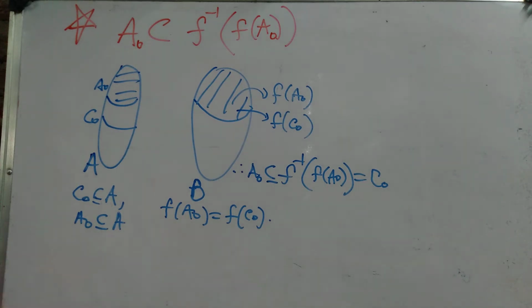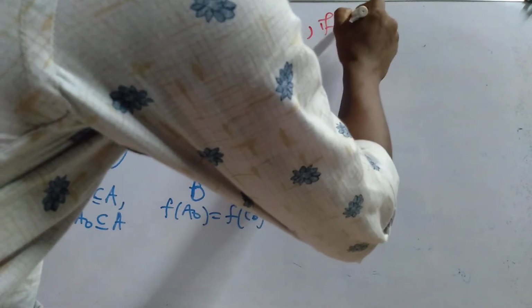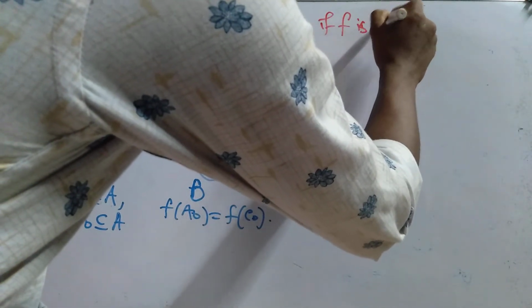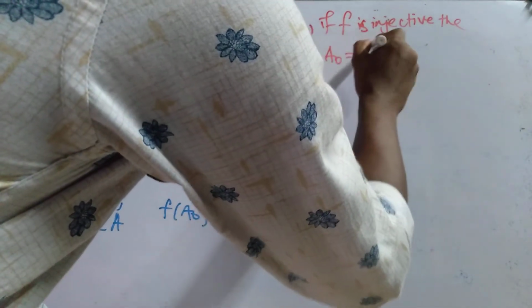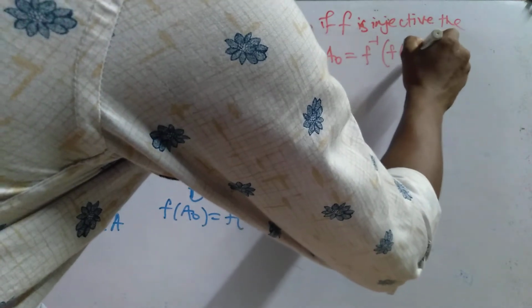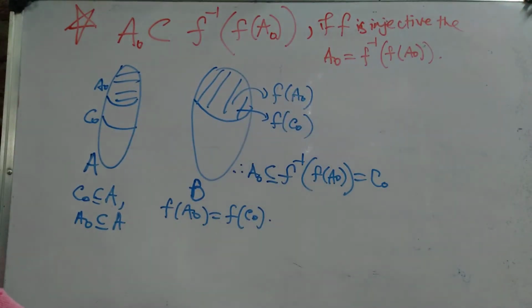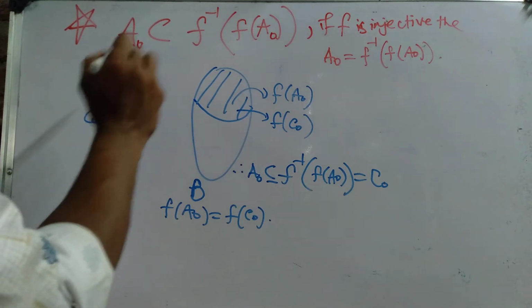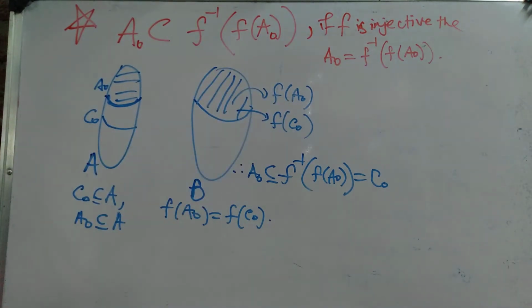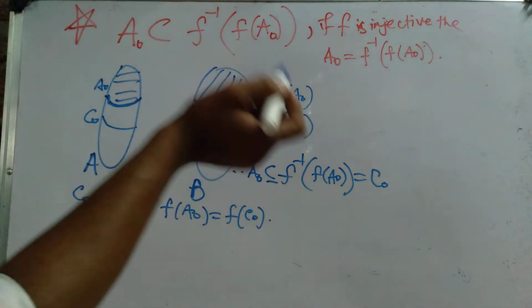And if f is injective, then A0 equals f inverse of f of A0. If injective, then this one is done. If injective, then just A0 has image set f of A0; C0 cannot have the same image set f of A0. This one is not possible. That means just one element goes to one other element.